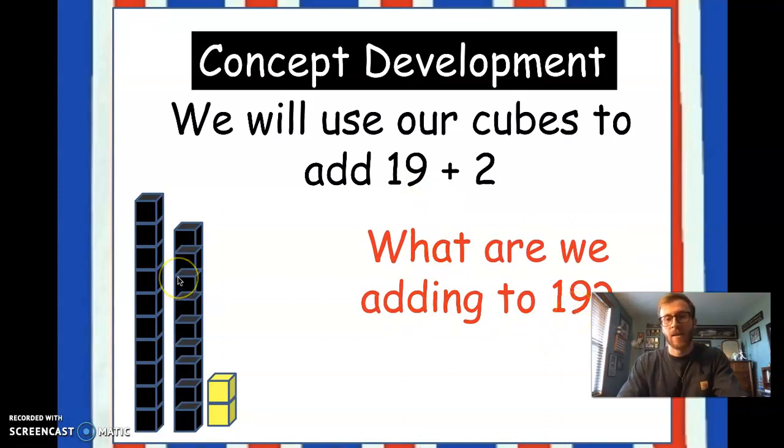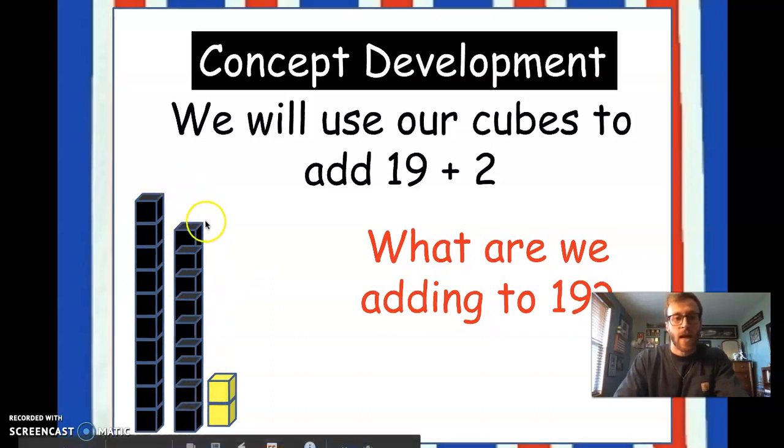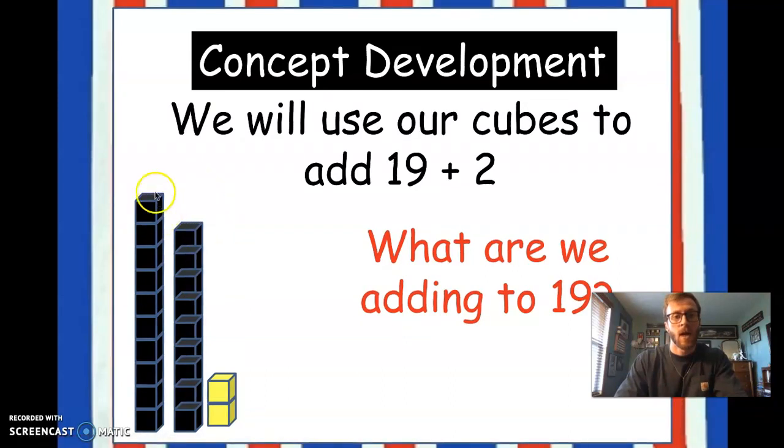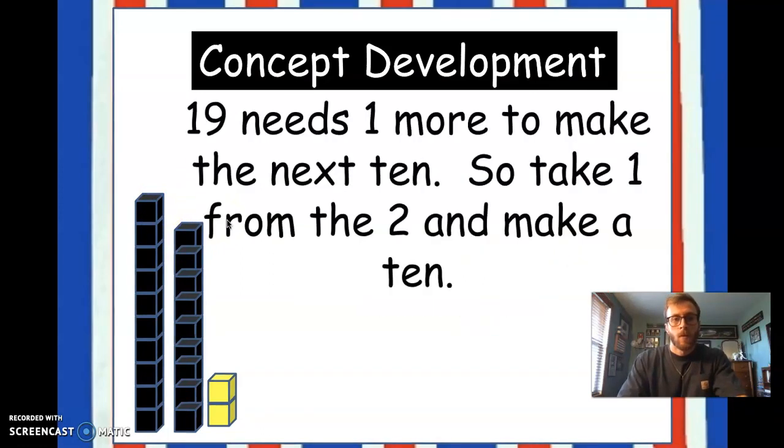So I want you to think about, what are we adding to 19? Because I want to make 19 into the closest 10. So I'm looking at my stack of 9 cubes right here, and it's really close to a 10 stick. How many do I need to add on to my 9 to make it 10? Think about how many cubes this stack is missing right where I'm circling. 19 needs 1 more to make the next 10, because I noticed there's 1 empty space on the stack of 9.